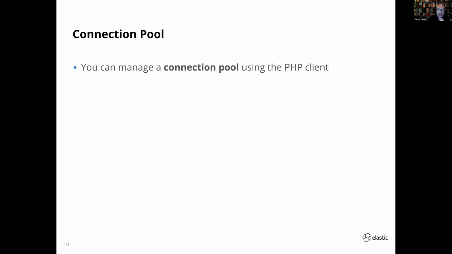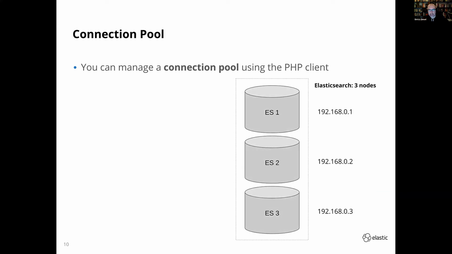So why is it important to use a client like, for instance, the PHP one? Because, as I said, there are some best practices inside in order to connect to a cluster of nodes. For instance, in the PHP client we manage this connection pool. Let me give you an example. If you have 3 nodes of Elasticsearch, here we have the client.